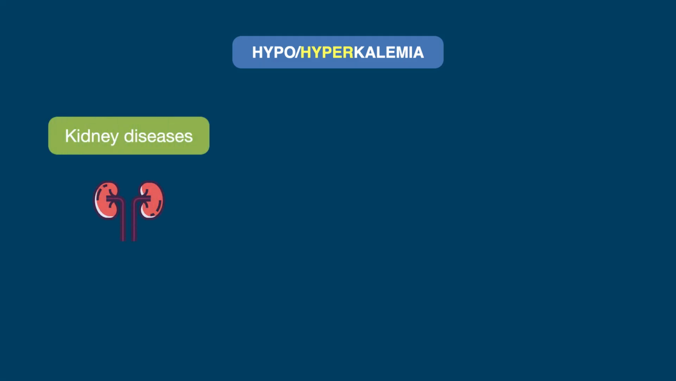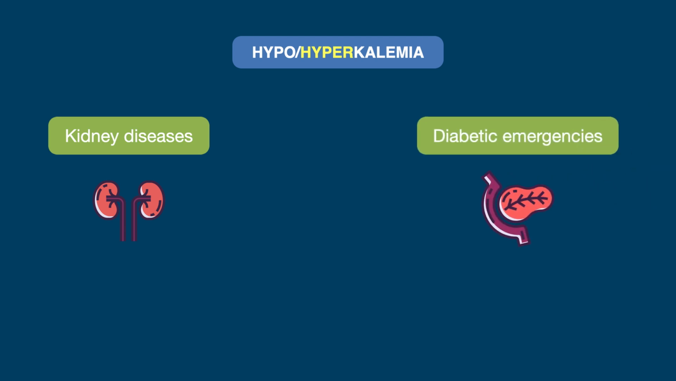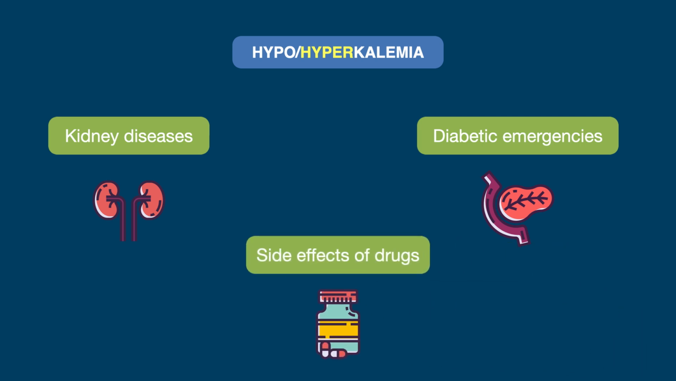Hyperkalemia may be caused by kidney diseases. Examples are acute and chronic kidney impairment, diabetic emergencies such as diabetic ketoacidosis and hyperosmolar hyperglycemic state, and as a side effect of certain drugs. Hyperkalemia can be treated by administering sodium bicarbonate or calcium chloride or by performing dialysis.